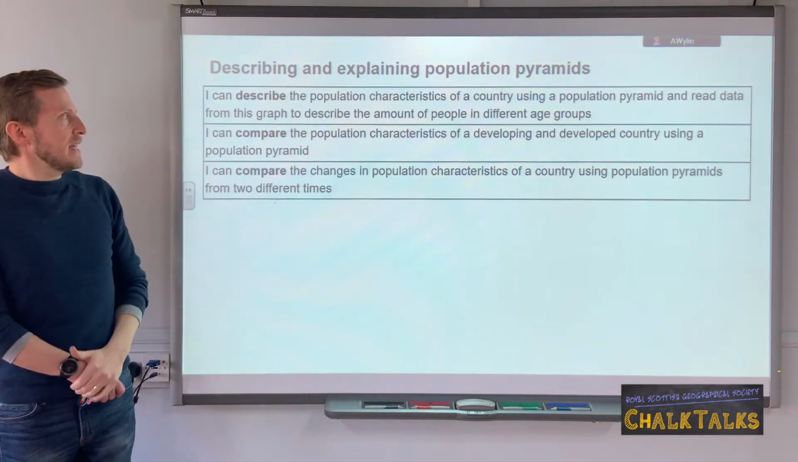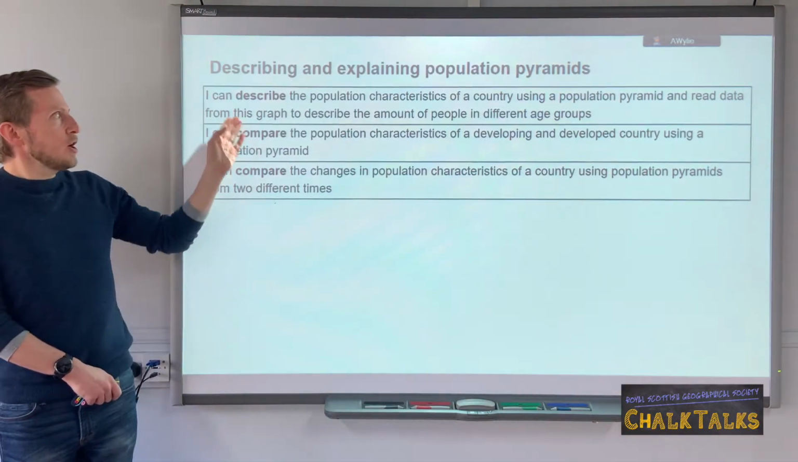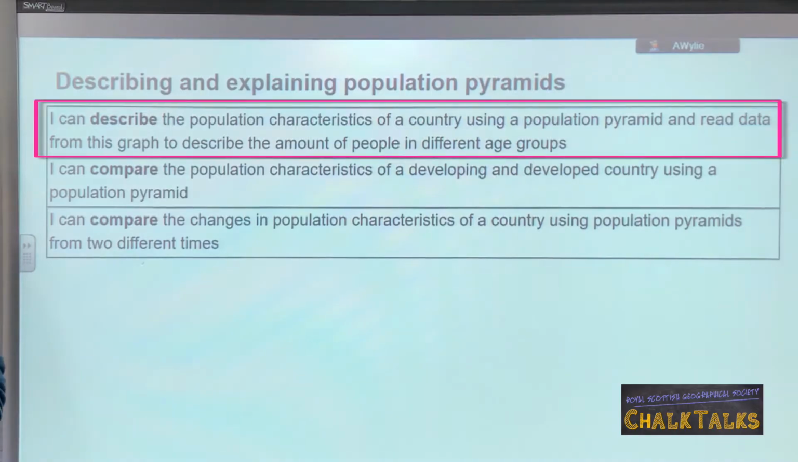And there are 3 key areas that you need to be able to address. You need to be able to describe what a population pyramid shows. And I'll show you how to do that in an example.